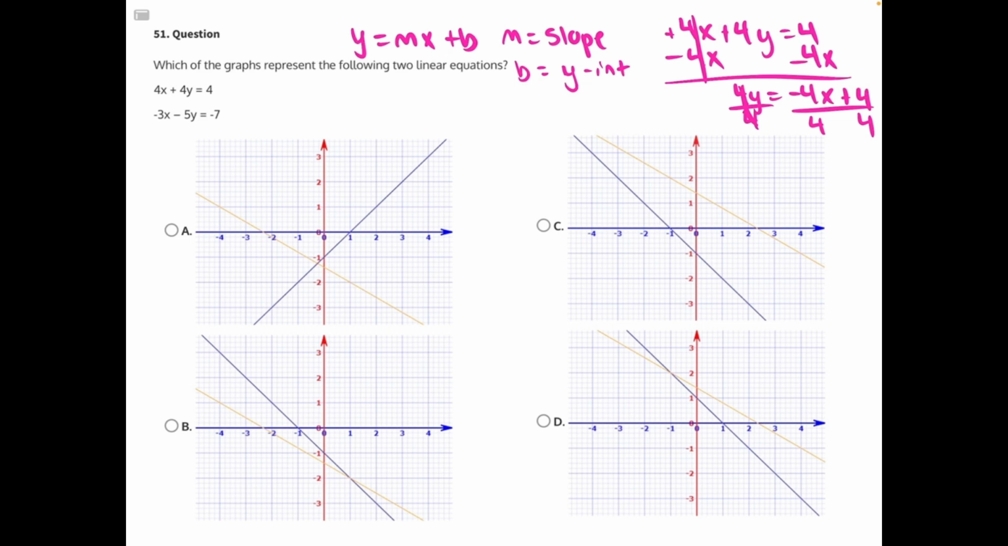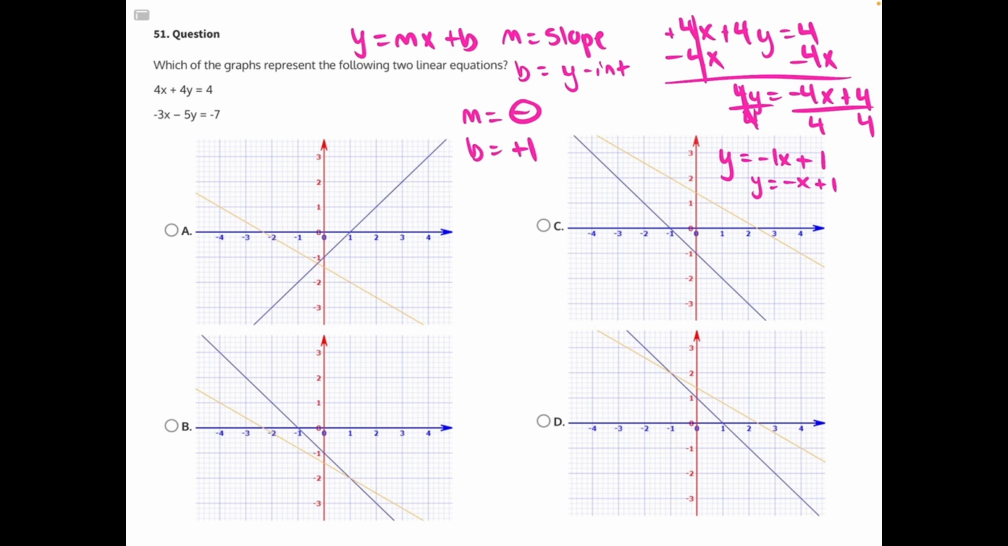These will cancel, and we will be left over with y equals negative 4 divided by 4 would just give us a negative 1. And then 4 divided by 4 again would give us a positive 1. So we have y equals negative x plus 1. So our slope for this first one should be negative. We're looking for a negative slope. And we're looking for our b, which is a positive 1.